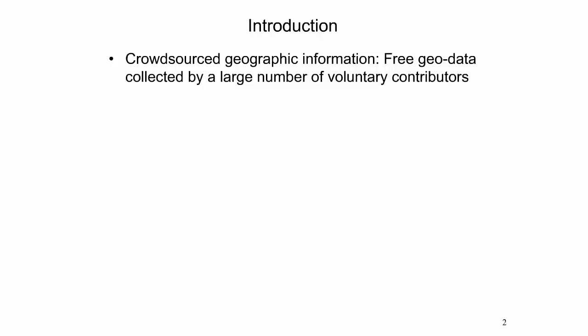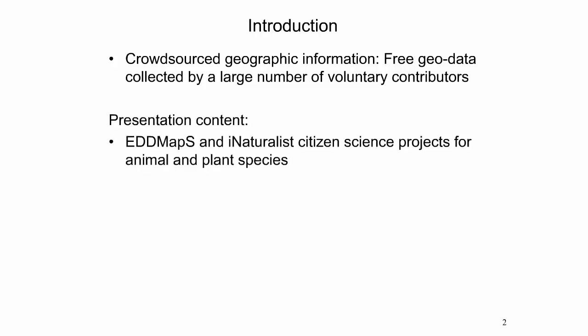Crowdsourced geographic information is user-generated content contributed by a large number of volunteers. The collected geo-data sets are a free alternative to commercial datasets and governmental agency data. This presentation will cover two widely used citizen science projects called EDDMapS and iNaturalist. These projects facilitate crowdsourced field observations of plants and animals. Investigation of available upload and search functions, as well as demonstration of data exploration methods on maps will be shown.